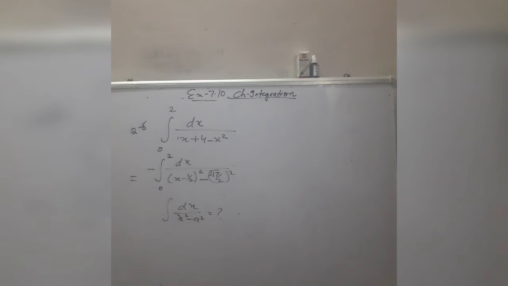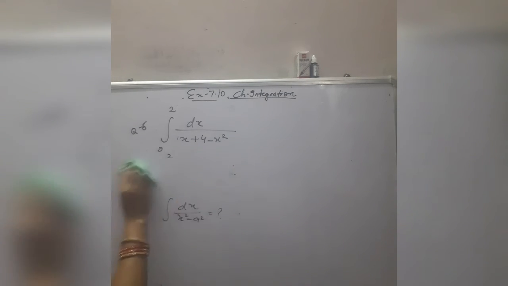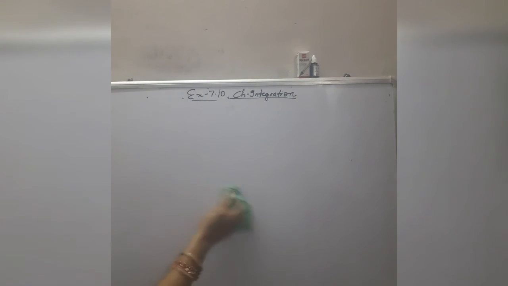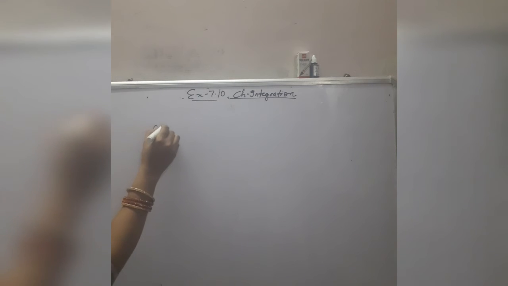And in question number 7 also, a quadratic equation in the denominator is given to you. Again you will use the completing the square method. Now I am explaining question number 8. Questions number 6 and 7 are similar, the completing the square method is used. After that, the formula of dx by x square minus a square form. Now see question number 8.